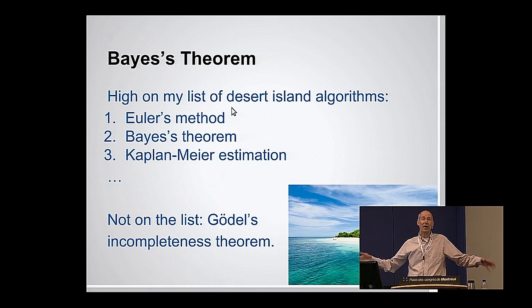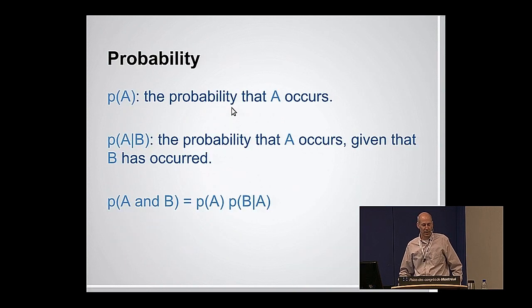So starting with Bayes' theorem, one of the things I like about Bayes' theorem is that I feel like I could have invented it. If I were left on a desert island by myself, with no resources, eventually I'm confident that I would invent Euler's method for differential equations. I did invent Kaplan-Meier estimation. I was just about 30 years too late. And Bayes' theorem, well, I'm about 200 years too late for that one. But I feel like left on a desert island, I could have done it. Gödel's incompleteness theorem, I would not have come up with.